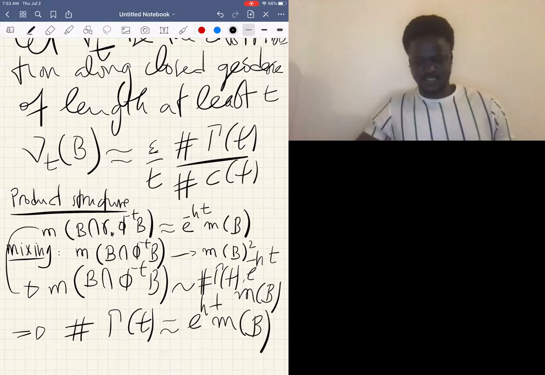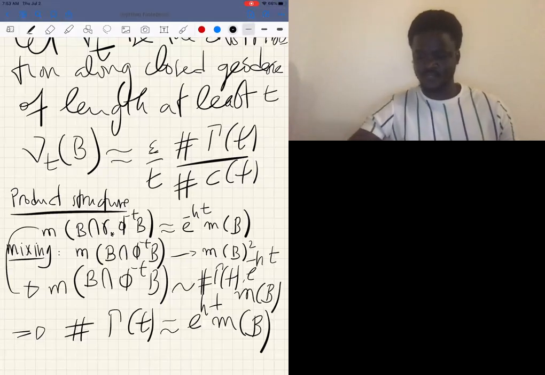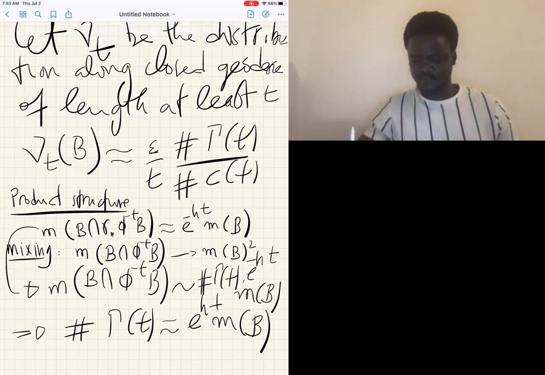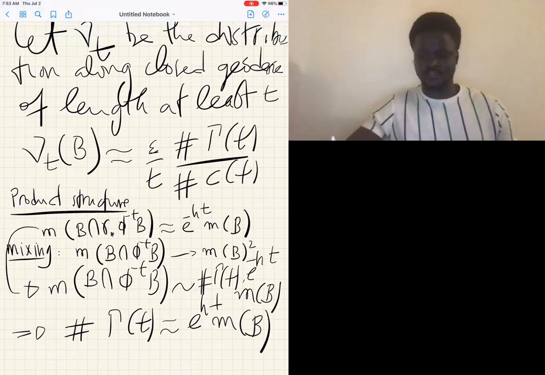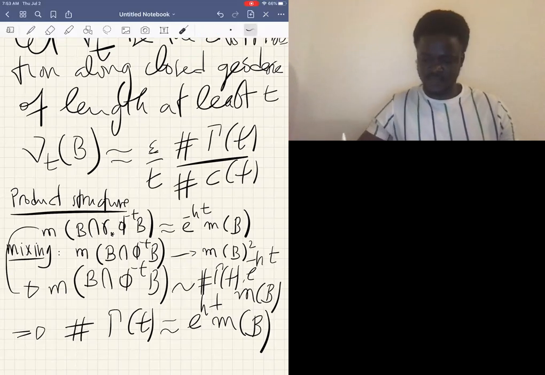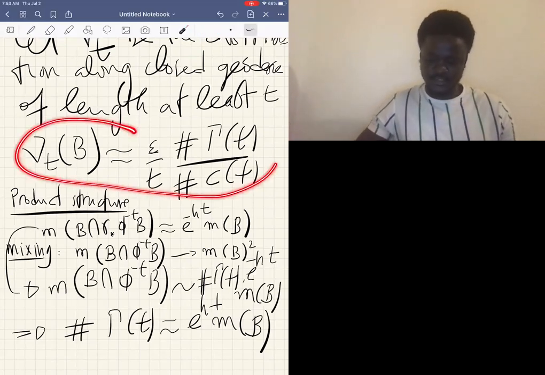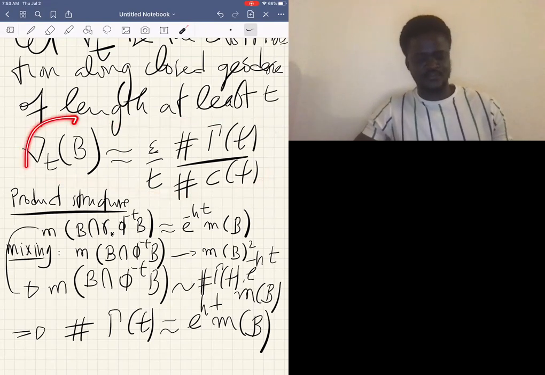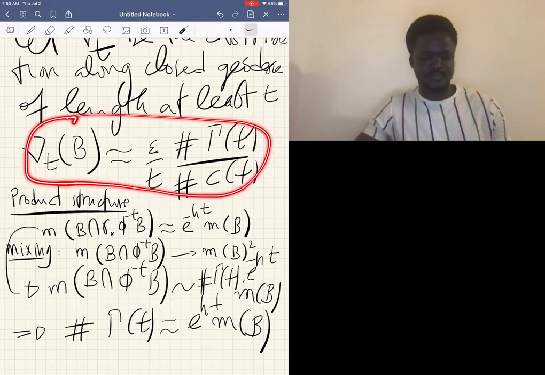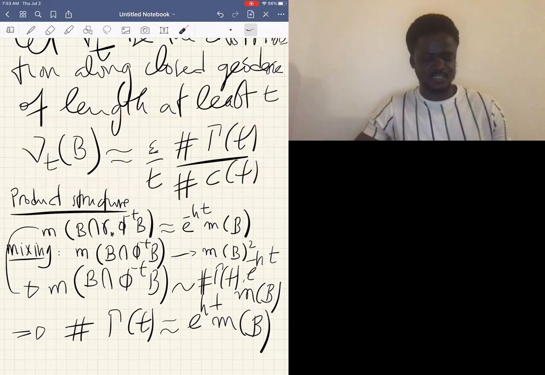Because you use mixing here and you use this bound, from these two you have this. So far, I have used the product structure and the mixing property of the measure. And then the last bit is to use equidistribution. For instance, to say that this measure here, equidistribution implies that it is converging to the measure of maximal entropy. So when T goes to infinity, this is like MB, and this will be epsilon over T times this.